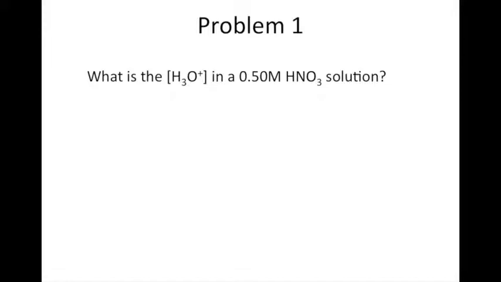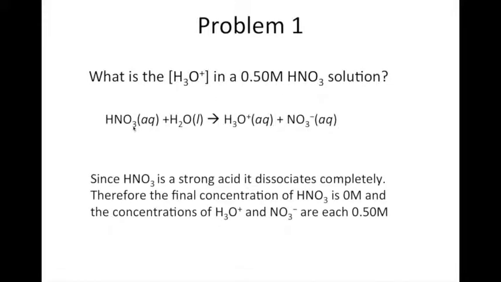Okay. So one thing that we want to appreciate with strong acids is that they dissociate completely. Now, here I have written a chemical equation showing nitric acid plus water gives me the hydronium ion and its conjugate base, the nitrate ion. Now, since nitric acid is a strong acid, by definition it dissociates completely. So at equilibrium, or after dissociation, the concentration of nitric acid is 0. The concentration of hydronium is 0.5 molar, and the concentration of nitrate ion is 0.50 molar.